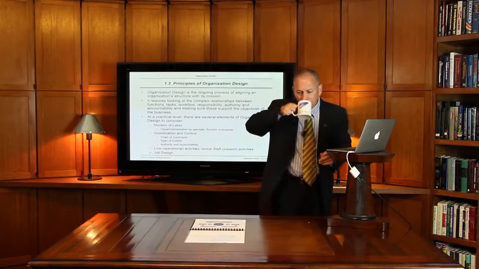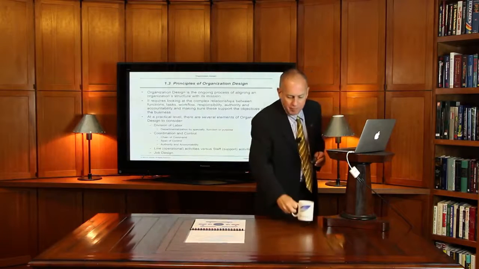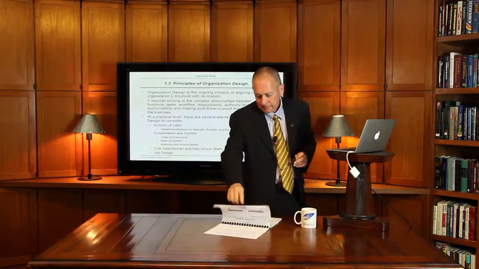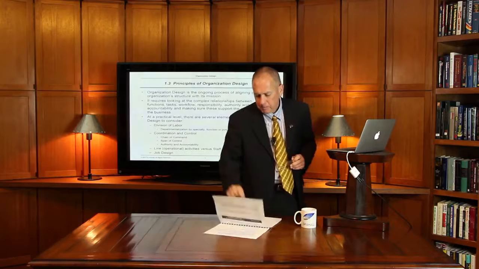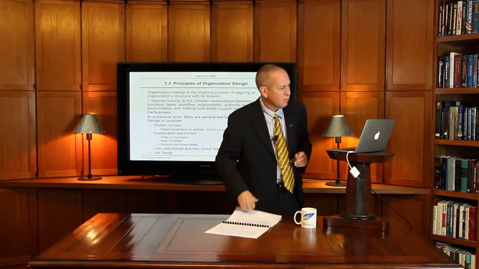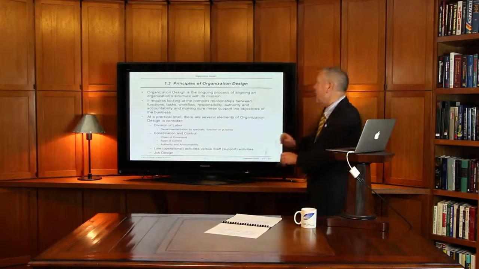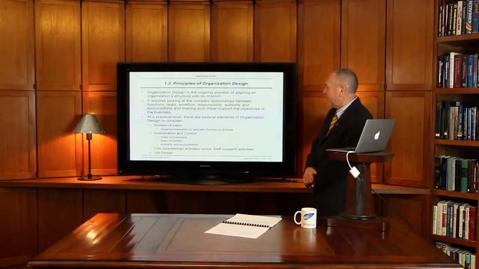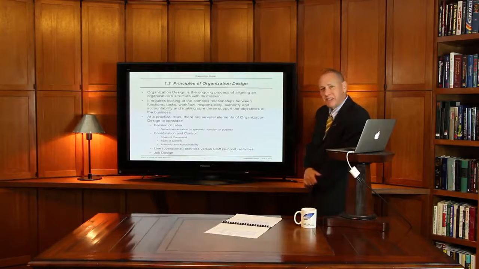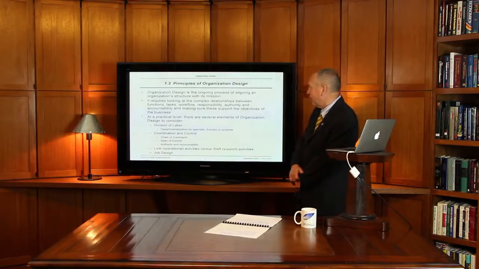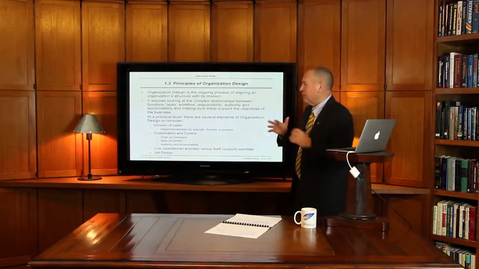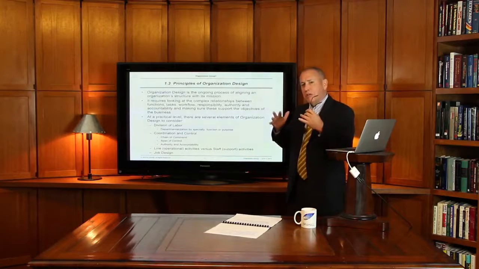Principles of organization design. Things we need to consider. These include, for example, looking at what organization design is. So it's a process. So it's an activity, if you will. Organization design is aligning, there's my A word again, alignment. Aligning an organization structure with its mission. It involves looking at the complex relationships between functions, tasks, workflow, responsibility, authority, and accountability to make sure that these all support the business, they're all integrated properly, they all come together.